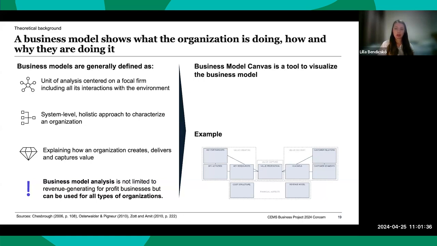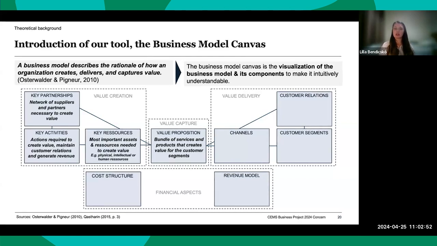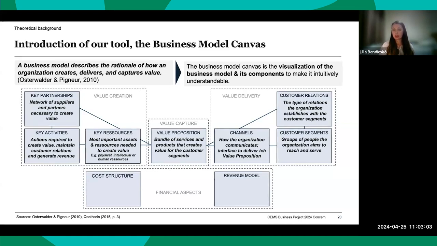We chose one tool to describe Concern's way of working, which is the business model canvas. We think it's a really intuitive and easy-to-understand way to show how an organization works. Here we can see the business model canvas visualized, which we used as a theoretical background for Concern's way of working. In the core, we see the value proposition, which is technically the organization's goal. On the left-hand side, we see the value creation process, so how the organization actually creates value through its partnerships, activities, and resources. On the right-hand side, we see the value delivery, how the organization delivers value to its customer segments and through its channels. And on the bottom, we see the financial aspects: where are the costs and where are the revenues?